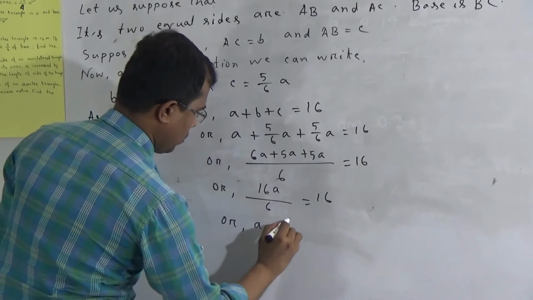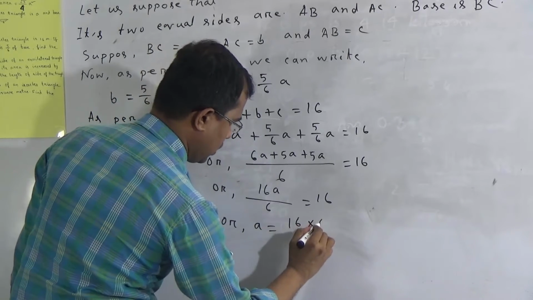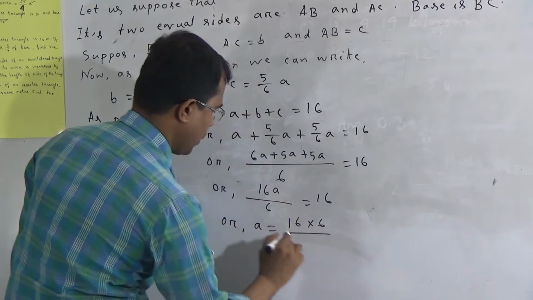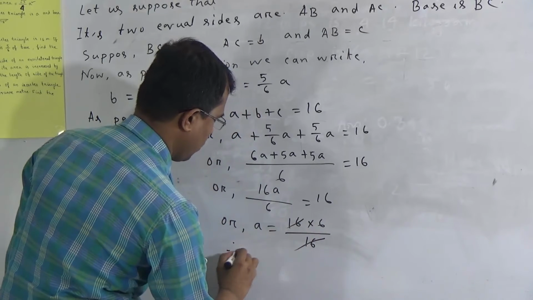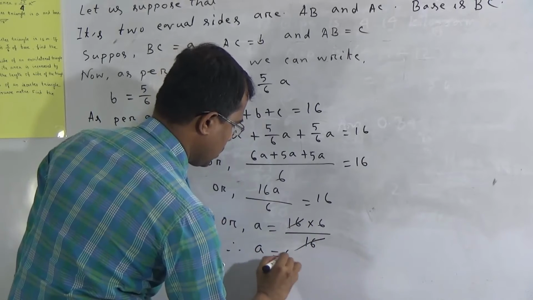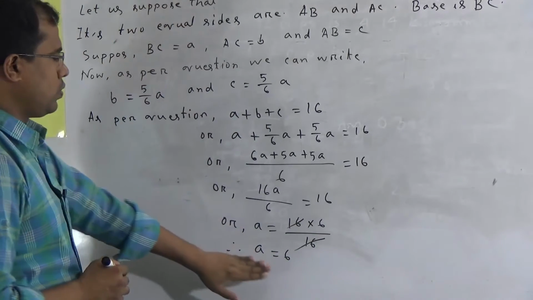A is equal to 16 multiplication. This 6 will come in numerator and this 16 will come in denominator. Now we can cut this 16 and this 16. Therefore, A equal to 6. That means base BC equal to 6 meter.